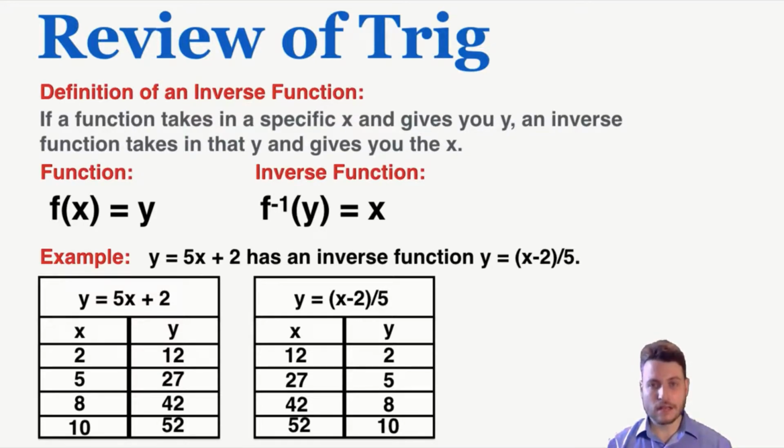You can see based on the table that I made that if you put any number into x and get y, in the inverse function, if you put that y value back into x, you're going to get the original x value back in y. So as an example, if you put x is equal to 2 into y equals 5x plus 2, you're going to get y equals 12 as a result. And if you take 12 and put that into x in y equals x minus 2 over 5, you're going to get y is equal to 2, the original x value that you plugged in. So an inverse function kind of reverses the x and the y like that.